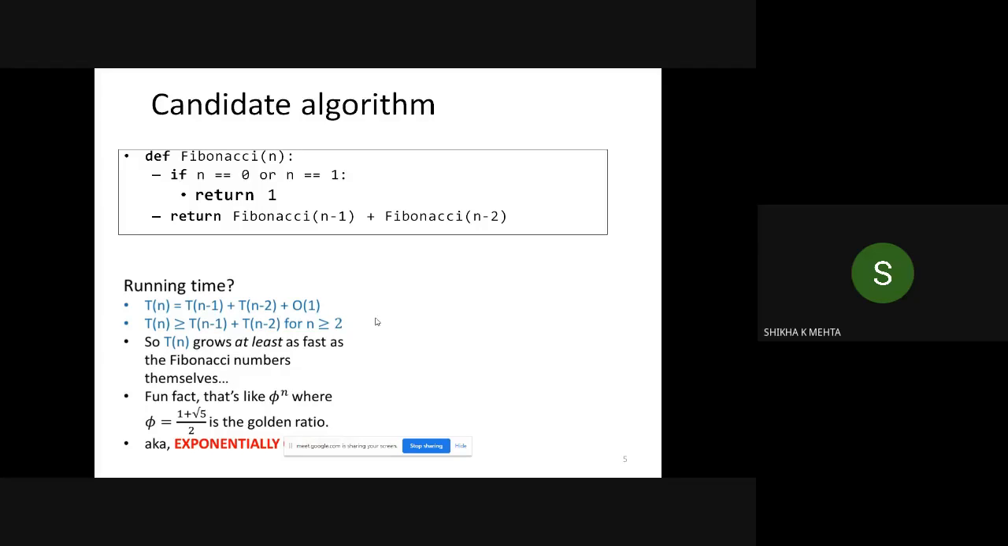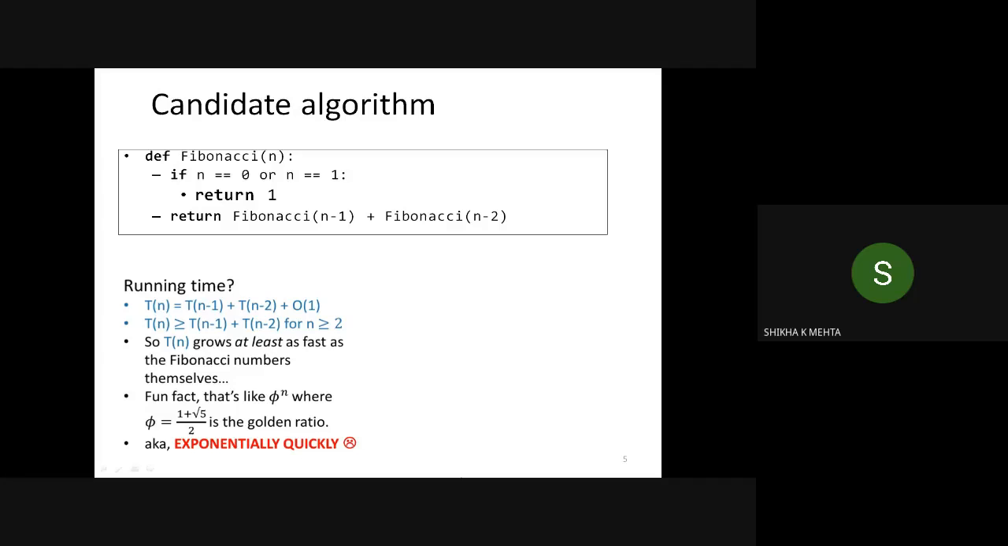If we make a tree, it will start from 5, 4, 3, 2, 1. We will have two branches, one left subtree and one right subtree. For this recursion, the running time is Tn equal to Tn minus 1 plus Tn minus 2 plus a constant, and Tn is greater than or equal to Tn minus 1 plus Tn minus 2 for n greater than or equal to 2. So you can say that Tn grows at least as fast as the Fibonacci numbers themselves. There is a fun fact that phi to the power n, where phi is equal to (1 plus the square root of 5) divided by 2, is the golden ratio. That means it increases exponentially.